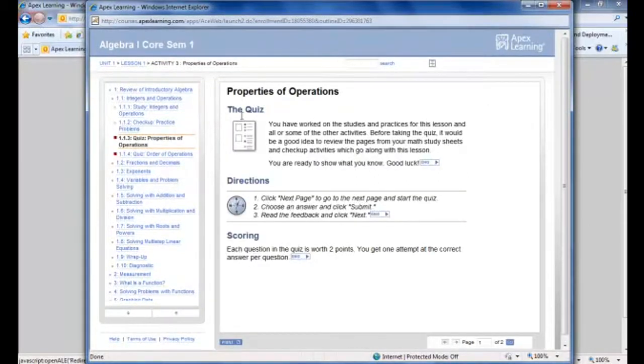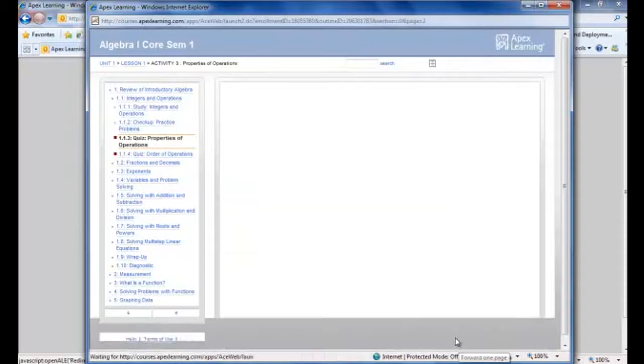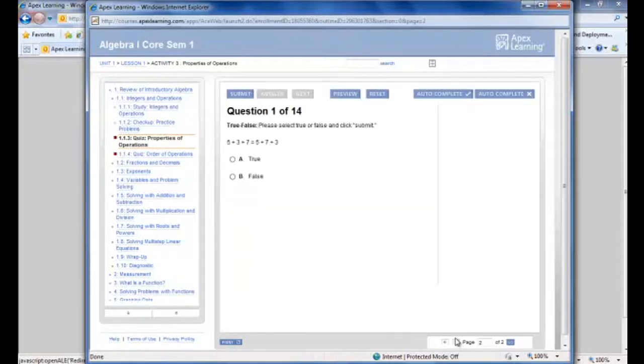So a quiz, I need to score at least a 70% on this quiz to be able to go on to the next lesson. I click to the next page, and you will not see some of the stuff at the top. You will not see autocomplete or preview. You will answer the questions, so if I say true and click submit, it'll give me feedback. I'm correct. Then I have to click next.